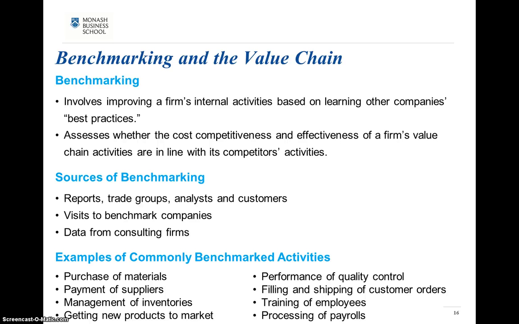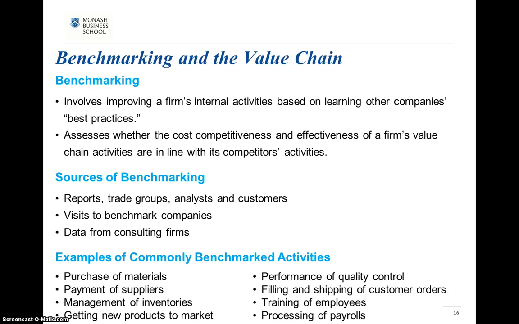There's also data that is often available from consulting firms. Again, a lot of firms these days will actually pay a consulting firm to come in and do research on their rivals, and in particular, what are the things that those rivals do well that we could then adopt and manage within our own organisation.